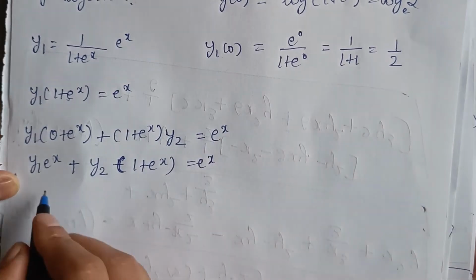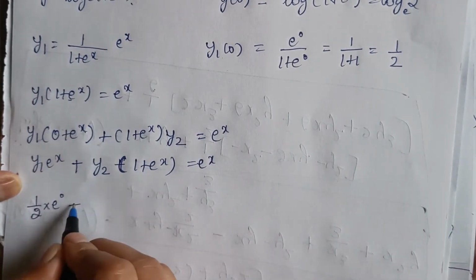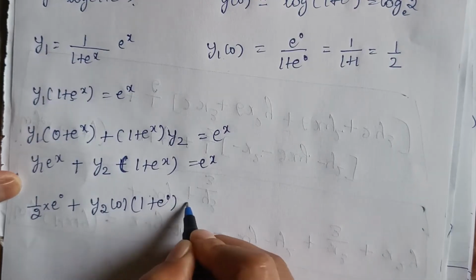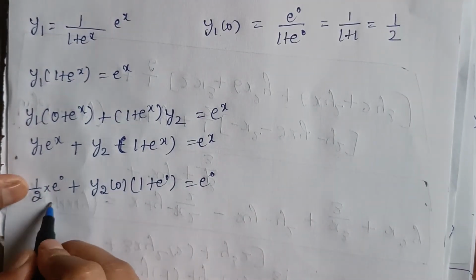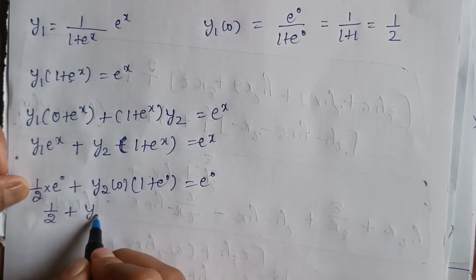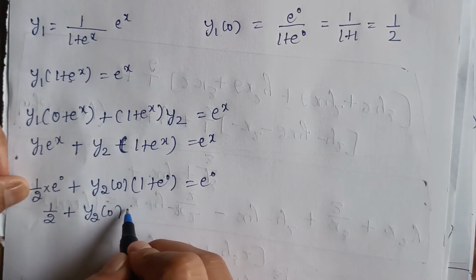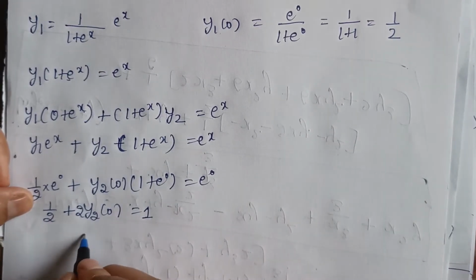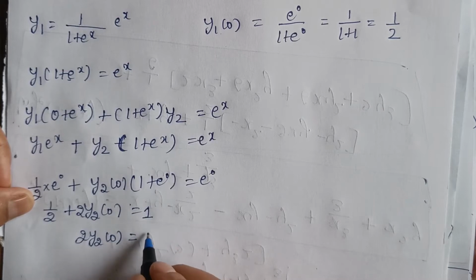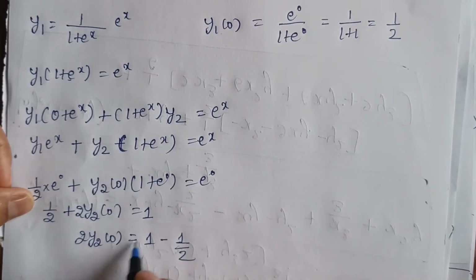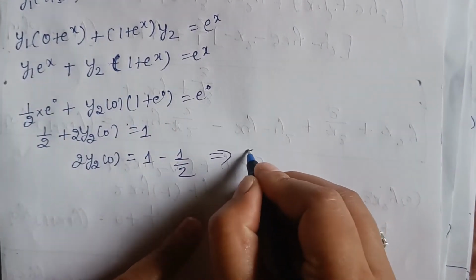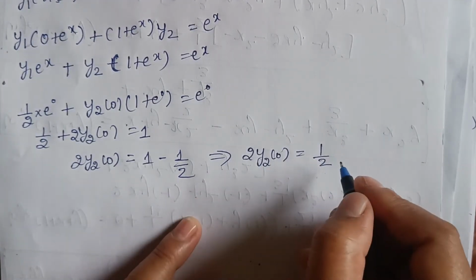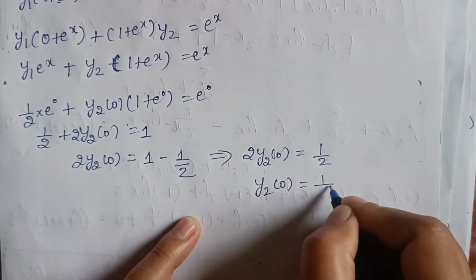What is y1 of 0? It is 1 by 2. 1 by 2 into e power 0, and this is going to be 1. Okay. y2 of 0 I still have to find, into 1 plus e power 0, is equal to e power 0, which is 1. So this is simply 1 by 2 plus y2 of 0 times 1 plus 1, which is 2. So I'll just write 2 y2 of 0 is equal to 1. Correct? Now 2 y2 of 0 is equal to 1 minus 1 by 2. I'm just taking this to the other side, which is 2 y2 of 0 is equal to 1 by 2. And if I set this 2 to the other side, y2 of 0 is equal to 1 divided by 4.